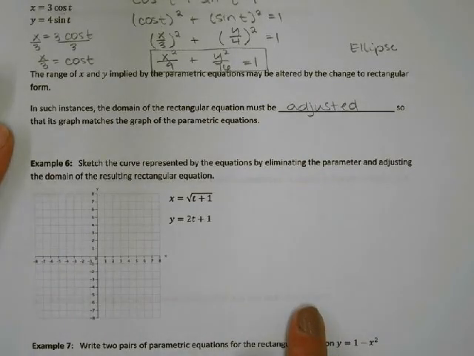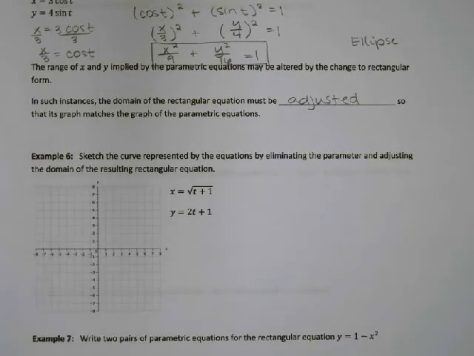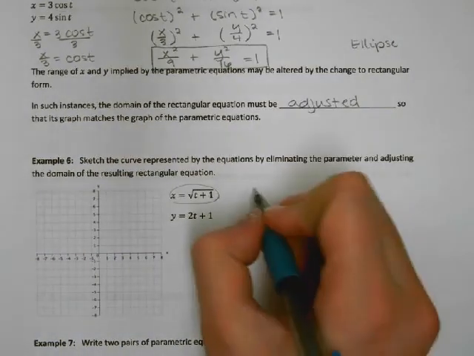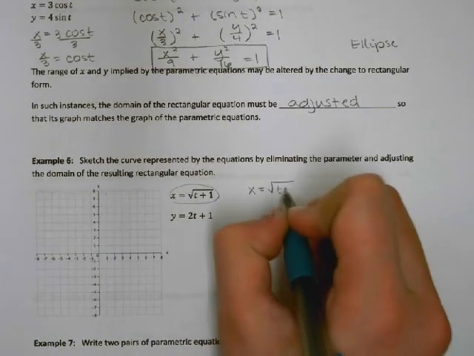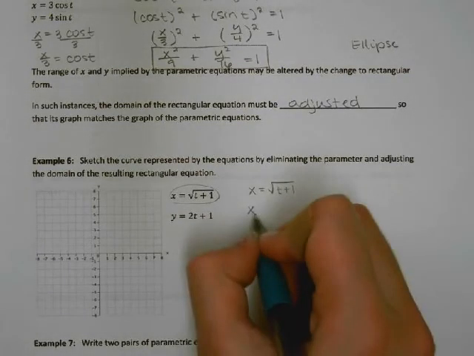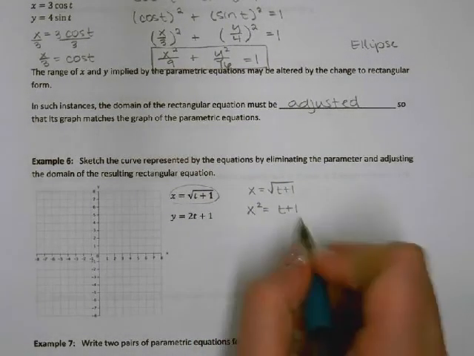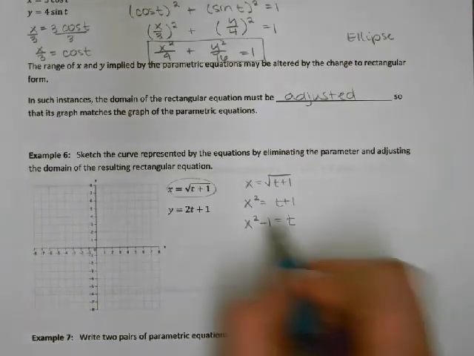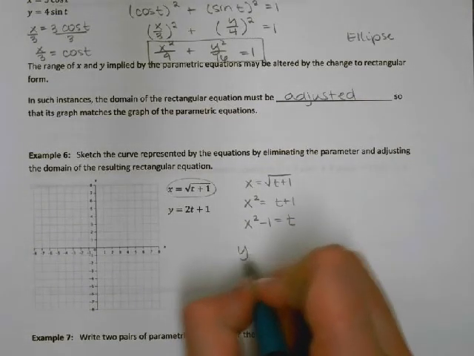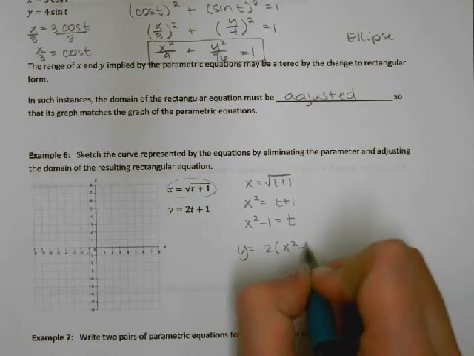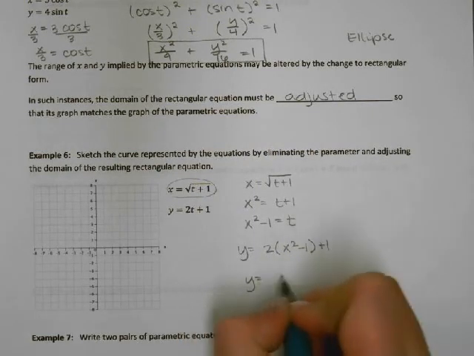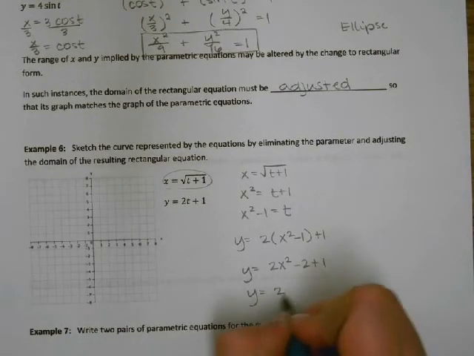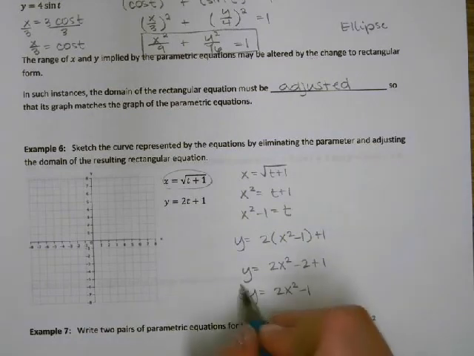All right, so I'm going to go ahead and get this written in rectangular form. So like normal, I'm going to start with the x equation and solve for t. So x equals the square root of t plus 1. I'm going to square it. So x squared equals t plus 1, and then go ahead and minus the 1 over. And then I can take that and substitute it in for t in the other equation. So it looks like we have the parabola 2x squared minus 1. That's our parabola.